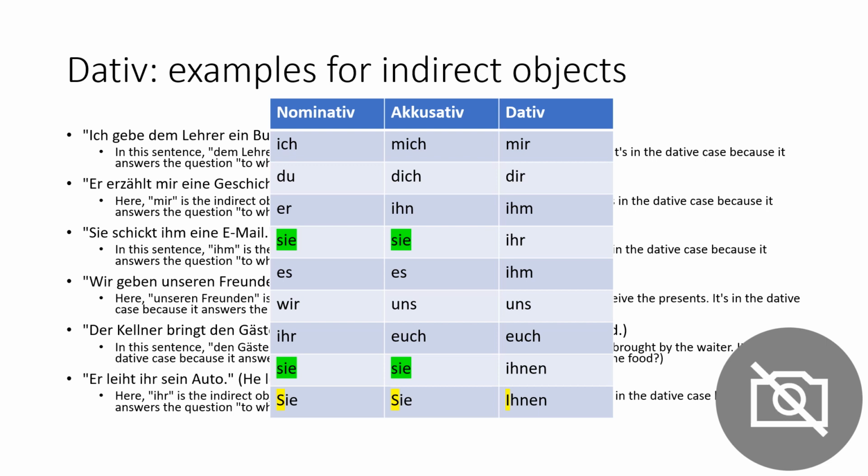This table gives you the personal pronouns in dative case. Please pay attention to the last row and the last column. The alphabet I of Ihnen should be in uppercase, irrespective of where it is placed in a sentence.